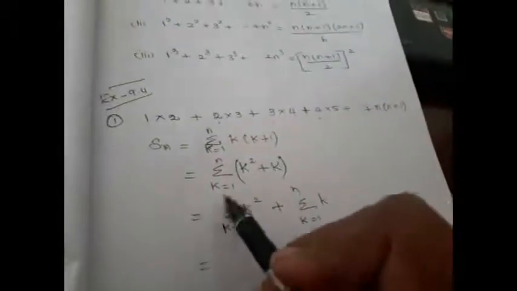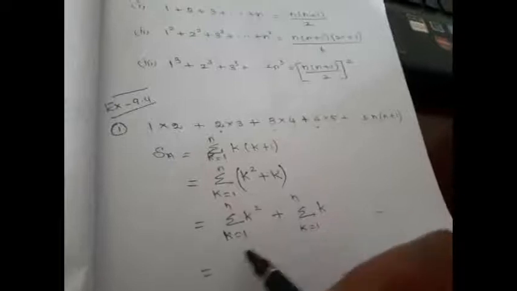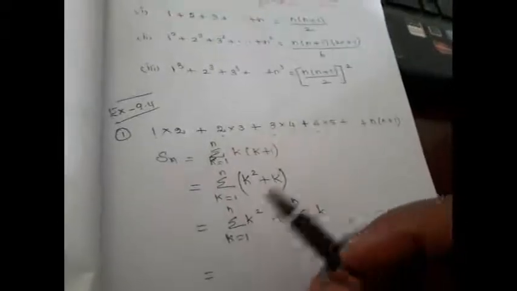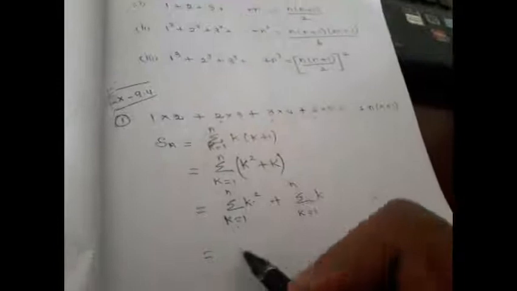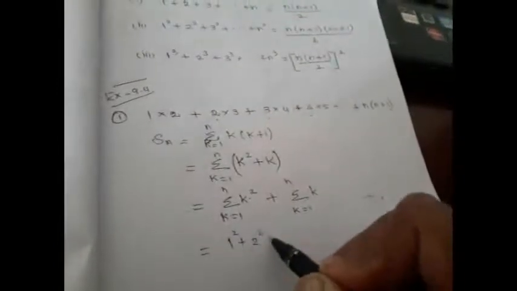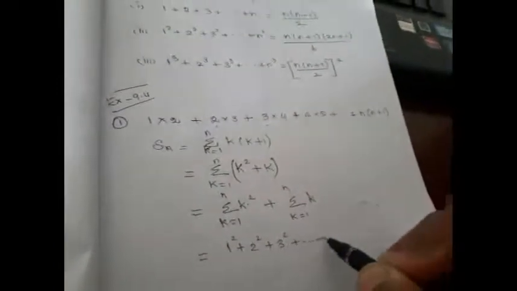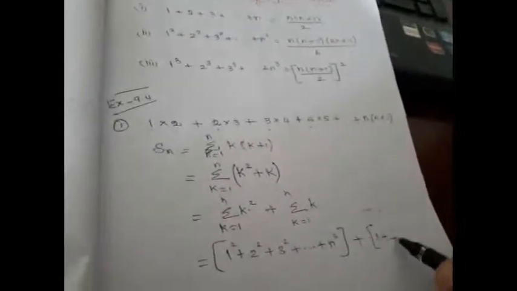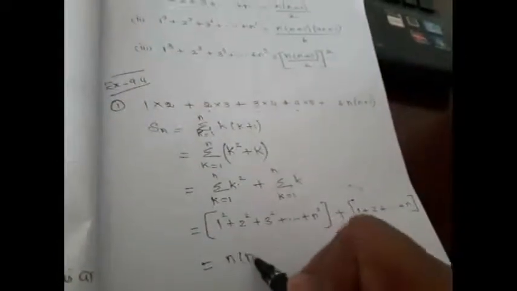Now what is this summation k equals 1 to n of k square, which is nothing but 1 square plus 2 square plus 3 square plus etc. till n square, right? And this is nothing but 1 plus 2 plus etc. till n. So we know the formula for this. What is the formula for this? n into n plus 1 into 2n plus 1 divided by 6. Plus, what is the formula for this? n into n plus 1 divided by 2. Right?